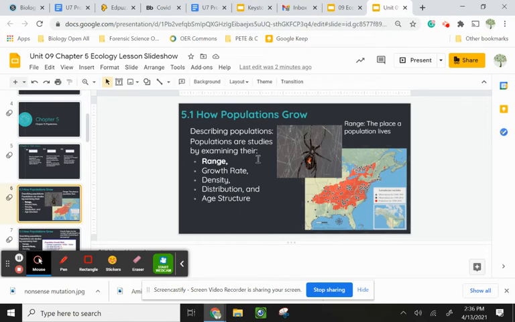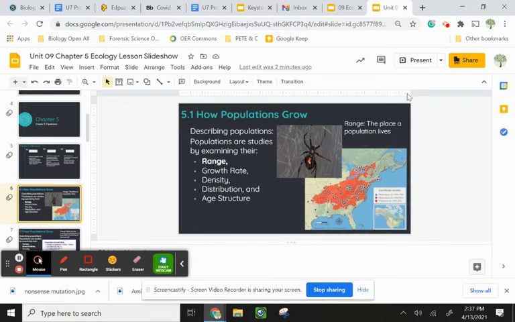We start looking at how we explore populations' range, their growth rate, density, distribution, and age structure when we think about how populations grow. So a range, and again, this is why I took the vocab out of this unit because a lot of it is stuff that you're familiar with. But when we're exploring a population's range, it's really where does the population live?